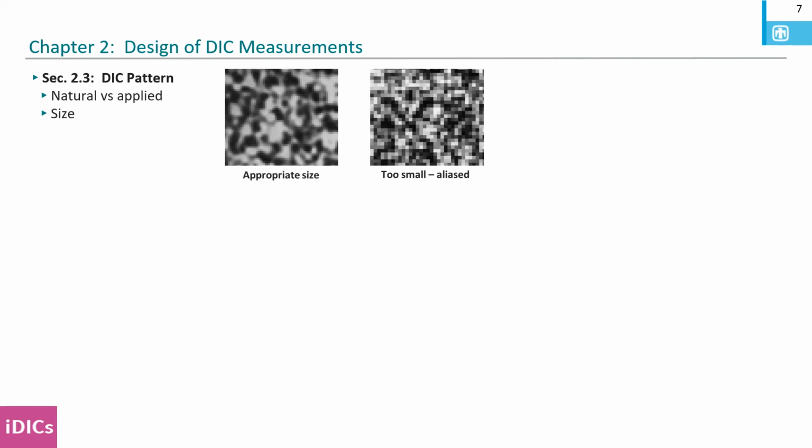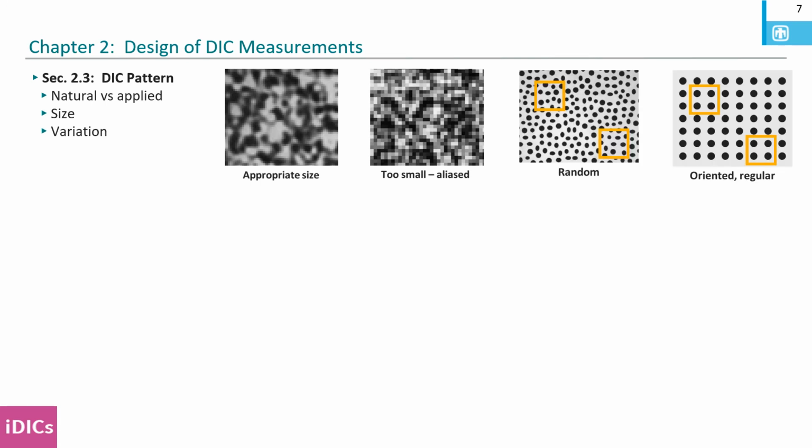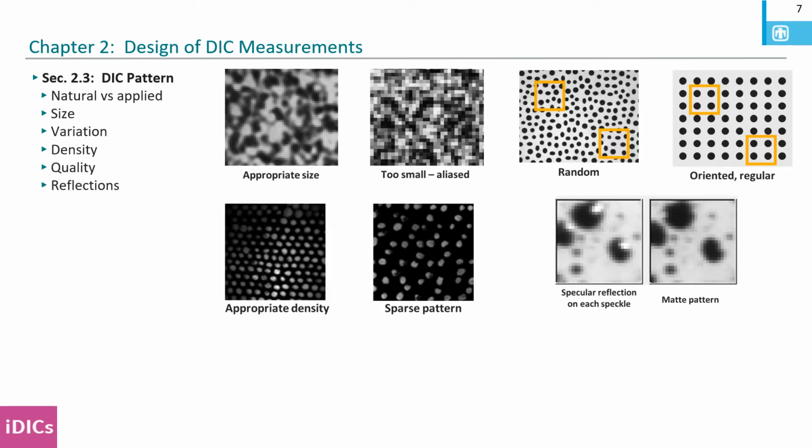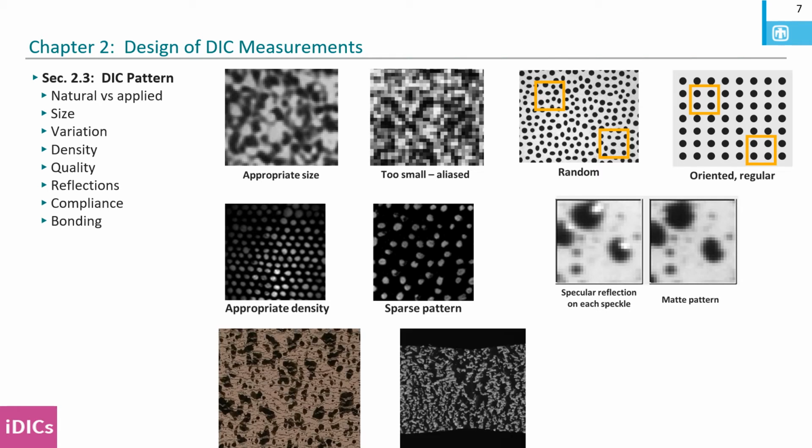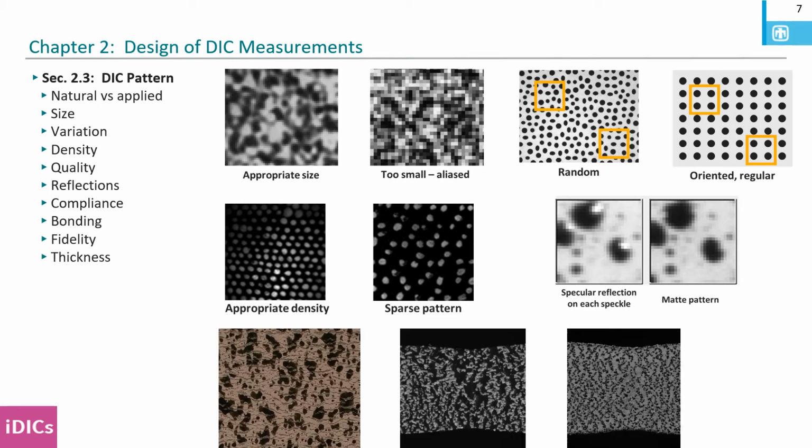The last section of Chapter 2 is focused on the DIC pattern itself. We'll first briefly describe natural versus applied patterns, and then we'll go through a list of characteristics that you need to have for any good DIC pattern, including the appropriate size for your pattern, variation, density, quality, reflections, compliance, bonding, fidelity, and thickness. And then finally, we will briefly discuss some methods of creating different DIC patterns, but we'll leave an in-depth analysis of these methods for a separate course.